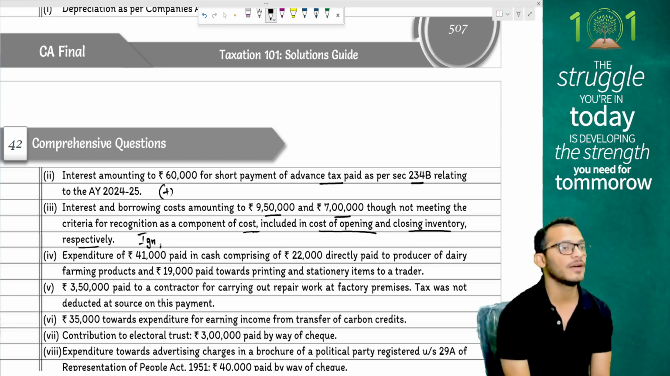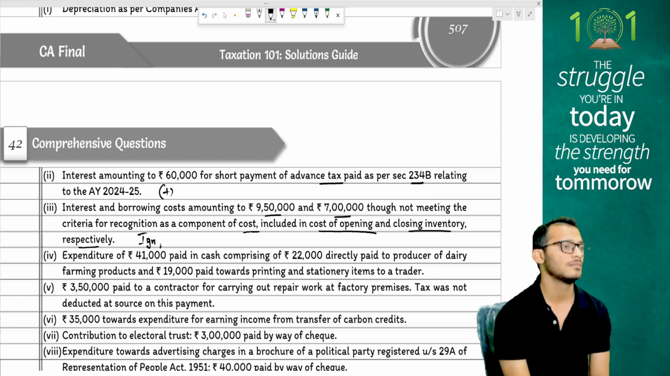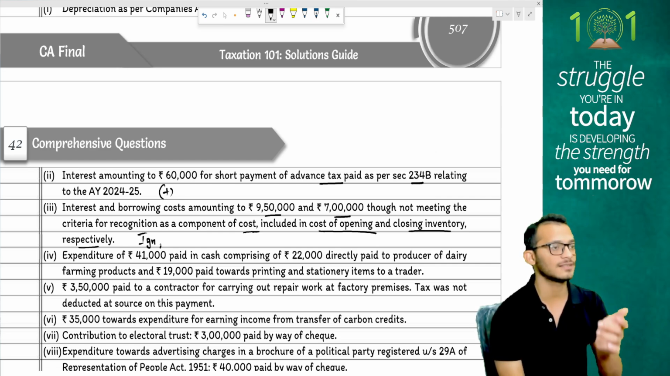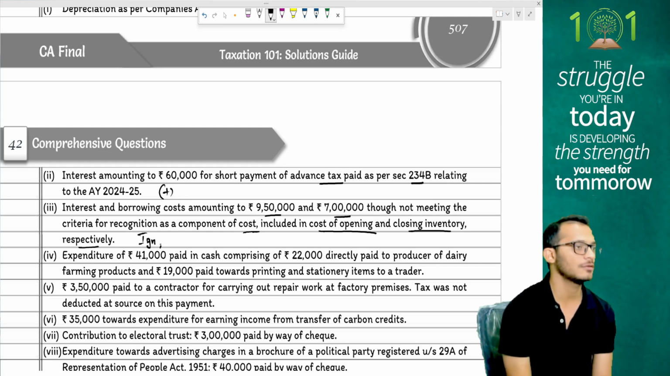Current opening stock, where do you show in accounts? No. Opening stock does not happen from closing inventory. What they're saying is, what is there in current year opening inventory? 9.5 lakhs extra is there, which should not be there. Where should it be shown if it should not be in opening stock? In the P&L account. So what are you doing?